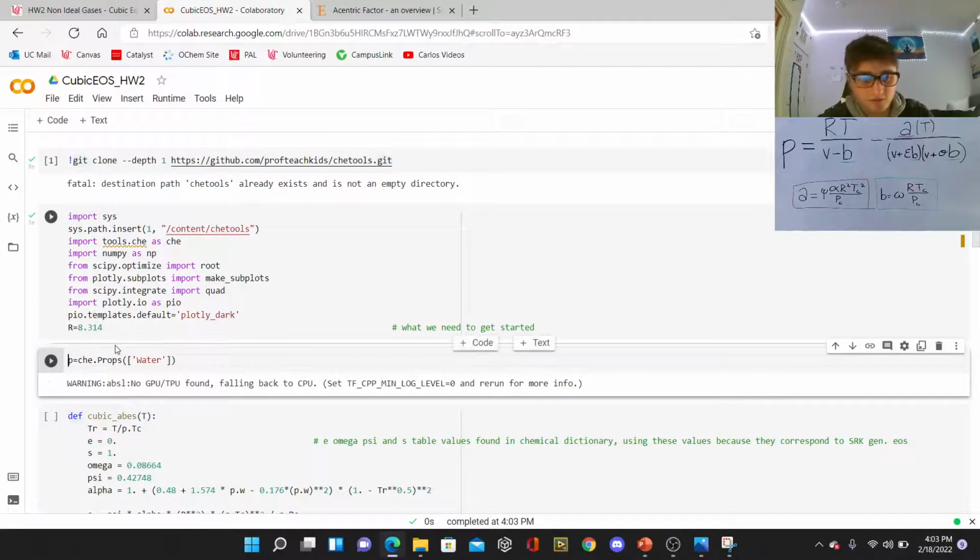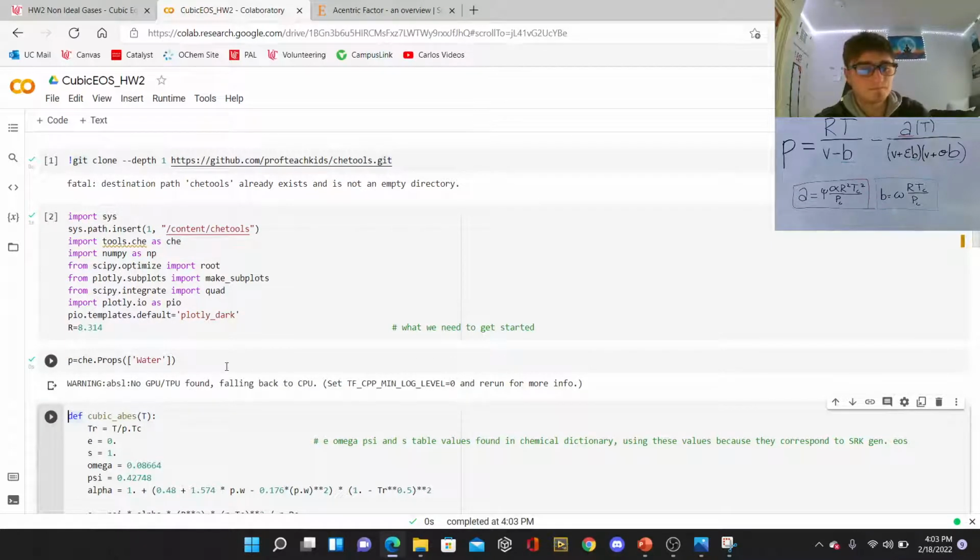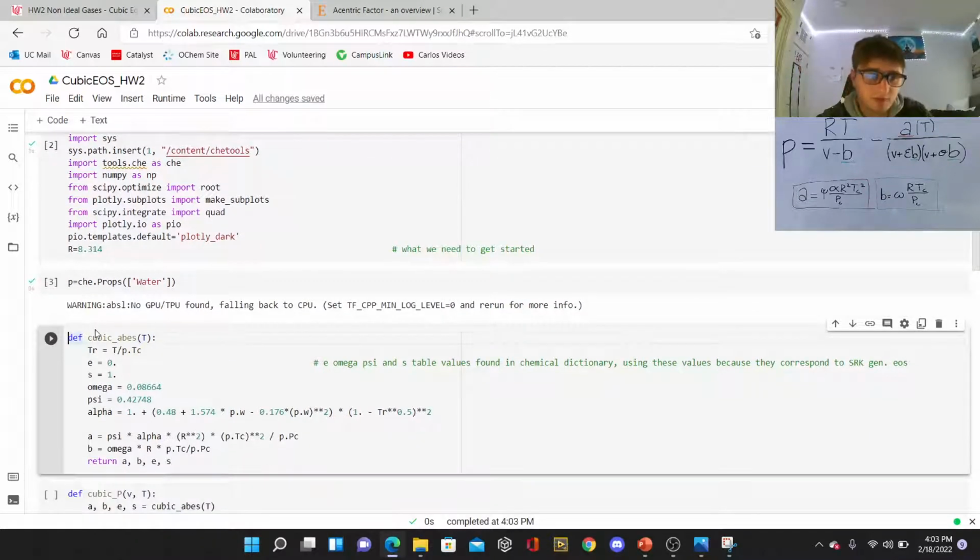And then again, this is just getting our chemical properties of water so that we can use them, such as the critical temperature, critical pressure, things like that. Also the acentric factor of water. What we're going to be doing is defining this function according to temperature. So it's going to be dependent upon temperature.